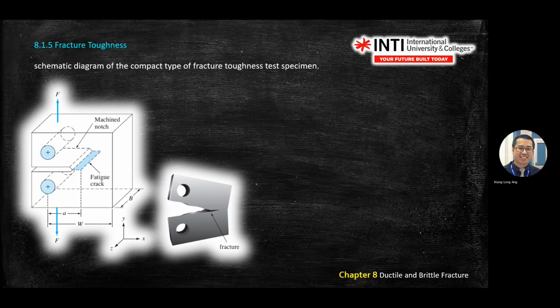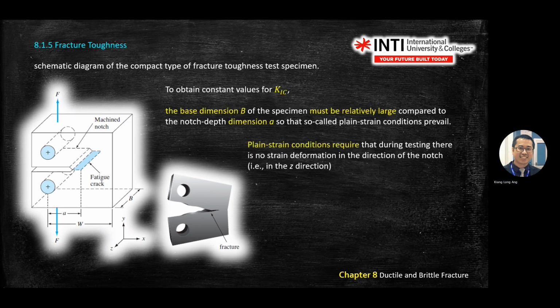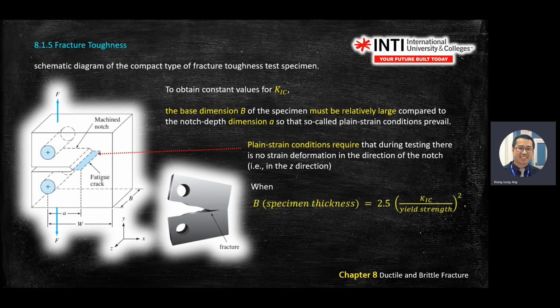What else? B here, and there's a calculation. The rest you read. This is a plane strain condition. This one you read, it's not important. For the B here, when you prepare the sample, the thickness B should be 2.5 times K1C, the mode 1 critical, using the previous equation from the previous slides, divided by the yield strength, squared.